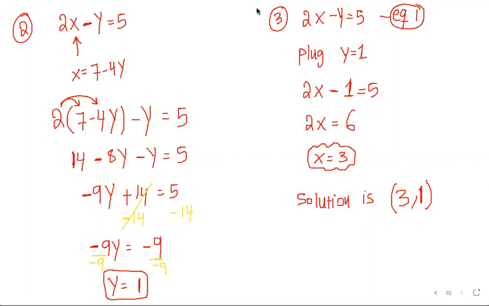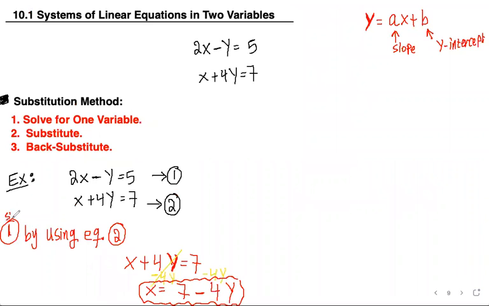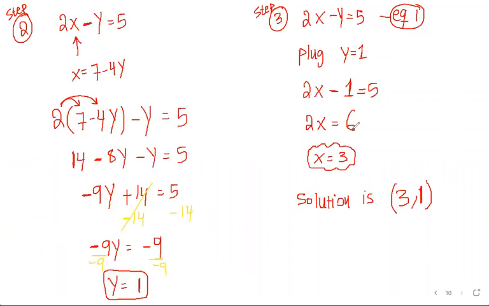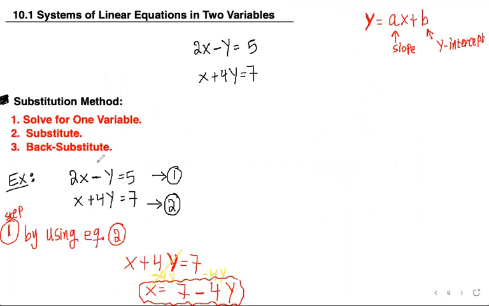Any question? Is it clear how to use the substitution method? Yes. Okay, so it's easy, just using the steps: solve for one variable, substitute, back again, and substitute.